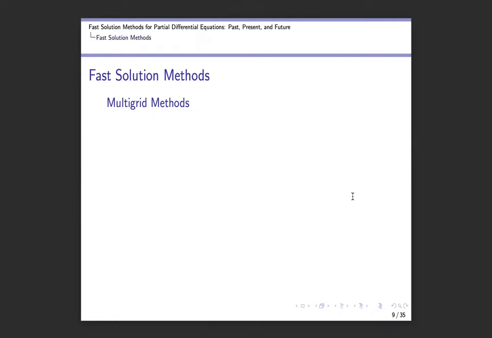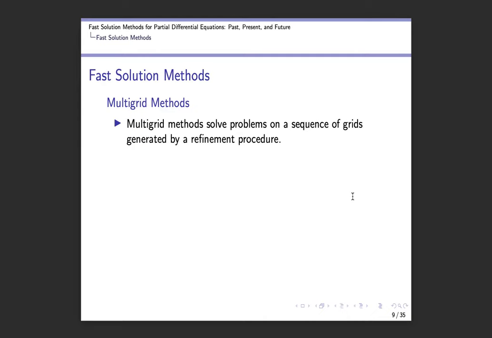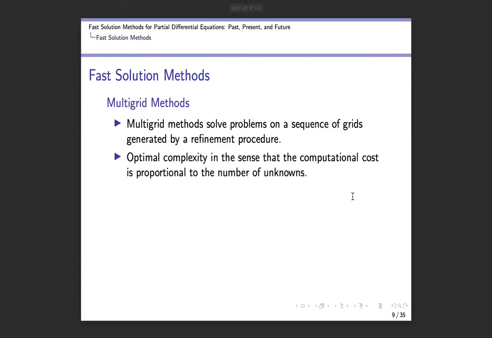And I will go over some popular solution methods. The first one is the multigrid method. The multigrid method solves the problem on a sequence of grids generated by a refinement procedure. The main feature of this multigrid method is optimal complexity, in the sense that the computational cost is proportional to the number of unknowns, big O of order n.